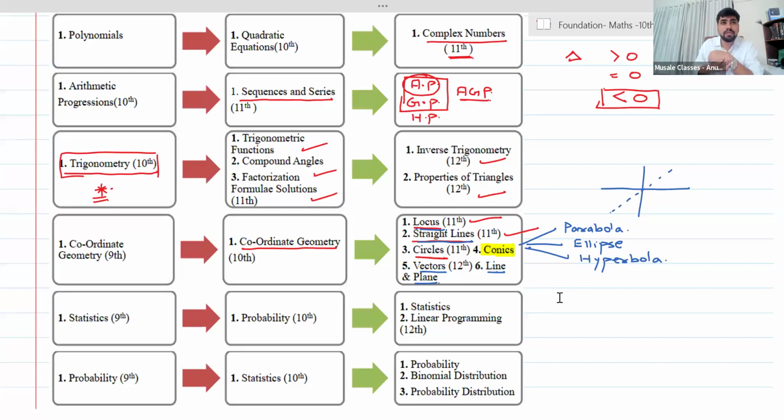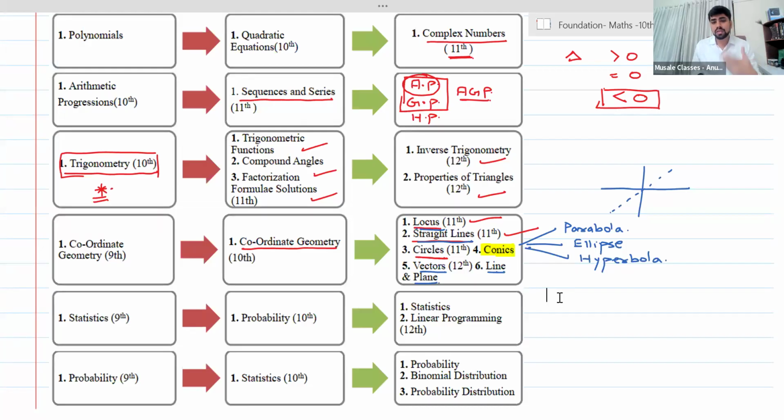Then even when we go to 11th standard physics, there's a unit called mechanics. In mechanics also, we use a lot of geometry. So that is similarity of triangles.